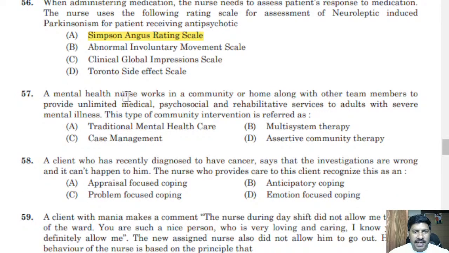57th question. A mental health nurse works in a community or home along with other team members to provide unlimited medical, psychological and rehabilitative service to adults with severe mental illness. This type of community intervention is referred to as? Correct answer is assertive community therapy.